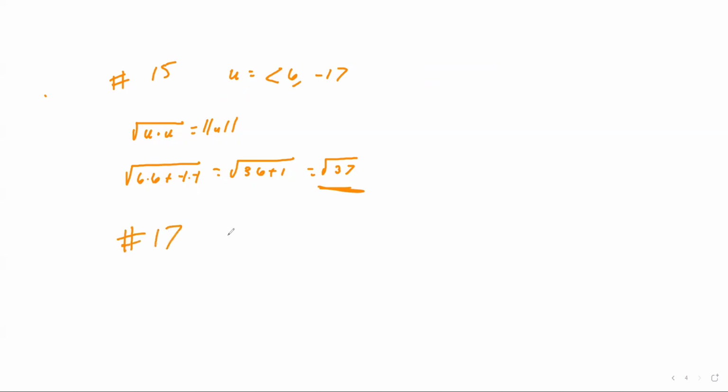All right, let's look at number 17. Number 17 is written as u equals 2i plus 7j. Again, using the dot product, this would be 2 times 2 plus 7 times 7. So that comes out to 4 plus 49, which will give you square root of 53. All right, so again, that's just using the dot product to give you the magnitude. That was number 17.